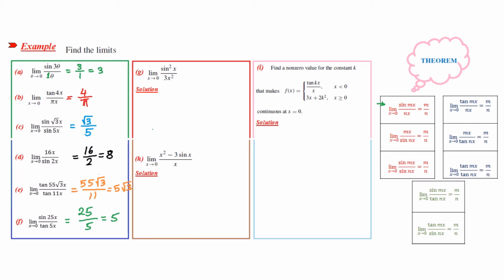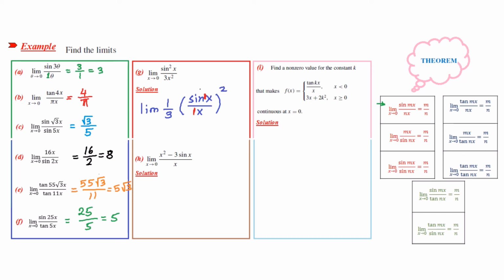In parts G and H, you have to do more before. It's not a direct application. You have to simplify first, then you can get the final answer. So here, sine square of x means sine x times sine x, as you know. And 3x square means 3 times x times x. So we can write this one as the limit of 1 over 3 multiplied by sine x over x square. And x means 1x, and here means 1x.